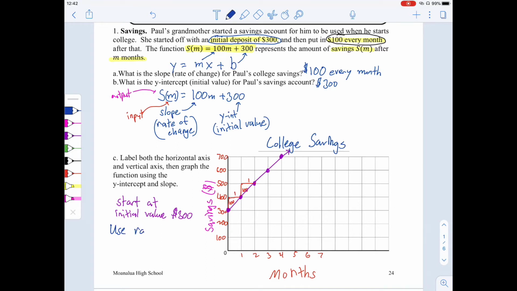I'm going to use rate of change, 100 over 1.